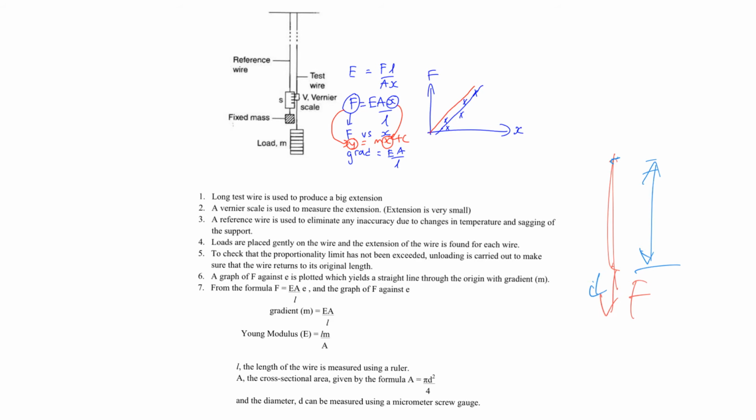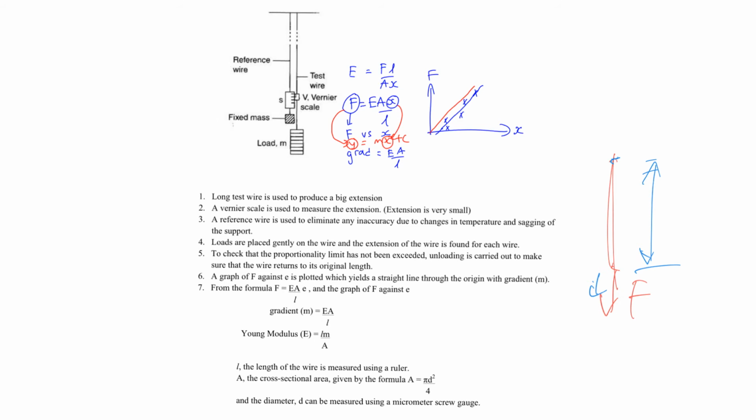And if I am able to plot the straight line and find the gradient, I will be able to equate it to EA over L, so therefore the Young modulus is the value of the gradient multiplied by the original length divided by the cross-sectional area. So that way we will be able to eliminate systematic error as well as reduce random error, because when you plot all the points and draw a line of best fit, you're actually reducing your random error.